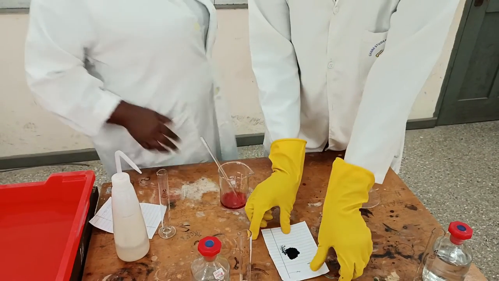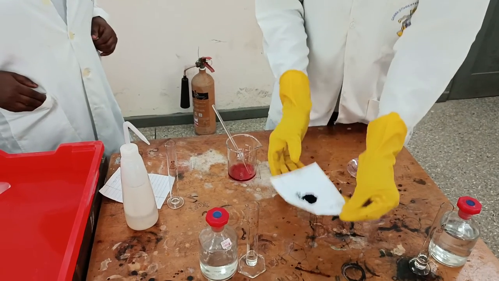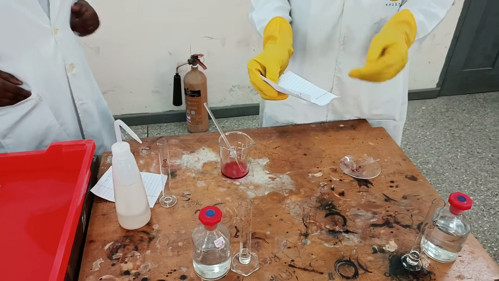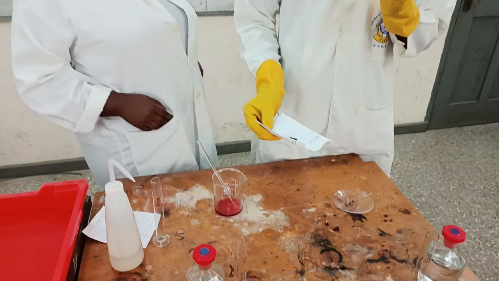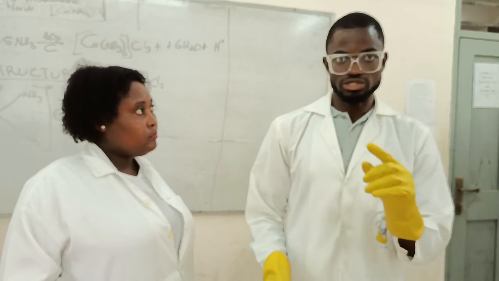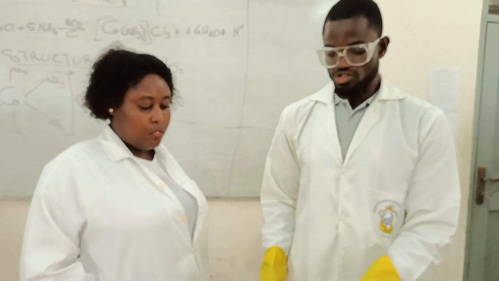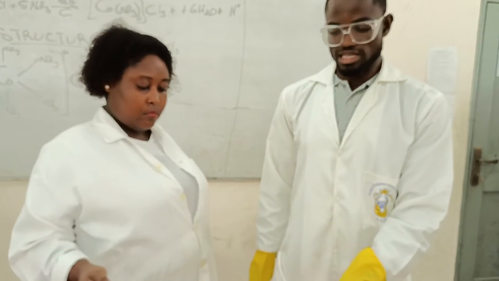Now we measure about 0.45 grams of activated charcoal. The reason for activated charcoal is that it acts, one, as a catalyst to aid the formation of the cobalt-amine bond. It also, as usual, is an absorbent of color. So I'll be adding it as my lab technician will be stirring.